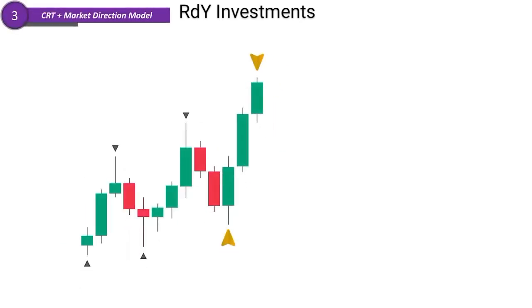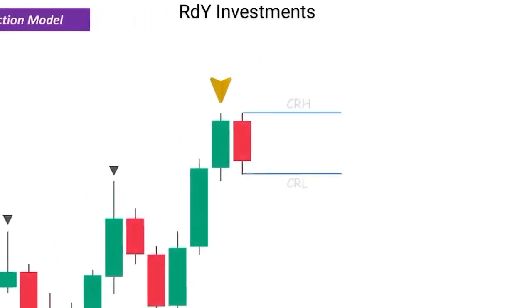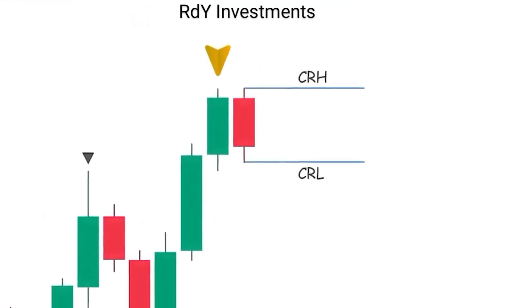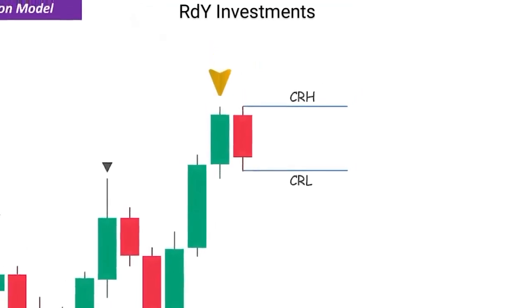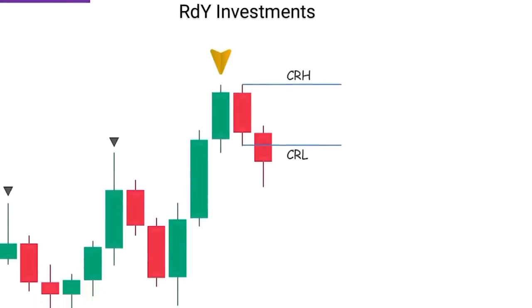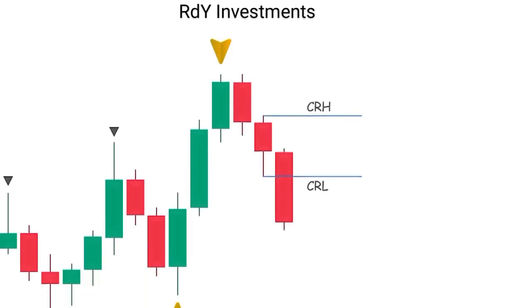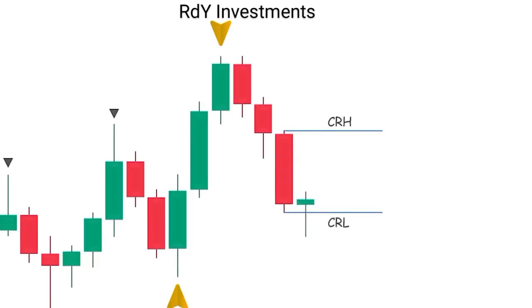From here, we start using the CRT model, but only on bearish candles, since the market is in an uptrend. We mark the high and low of each bearish candle, and then watch how the next candle reacts. If the next candle breaks below and closes under the range, the setup is invalid and we don't take a trade. Then we move to the next bearish candle and do the same. This continues until we see a candle that sweeps below the low, but then closes back inside the range. That's when we have a valid setup.